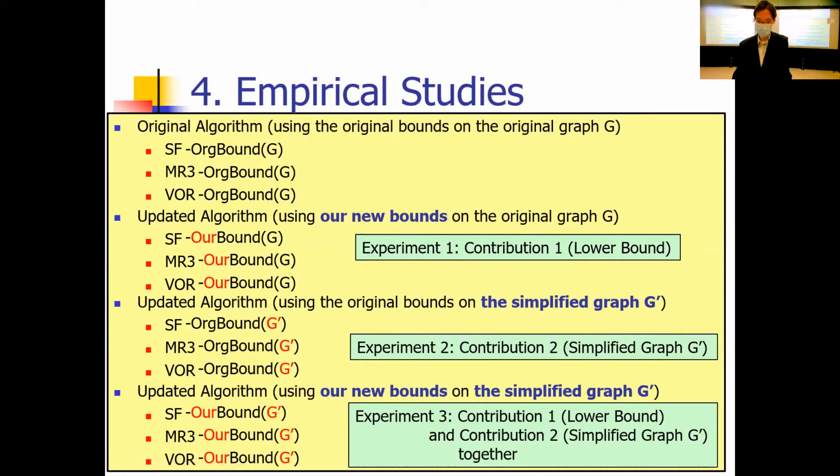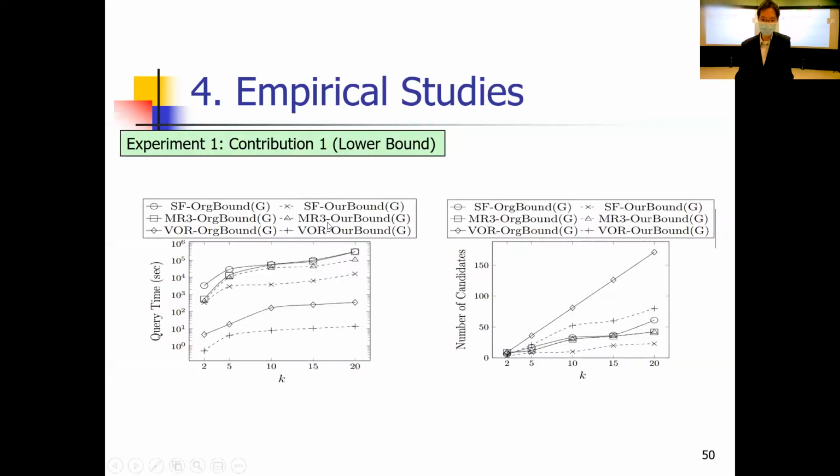Let's see the results one by one. Experiment 1, contribution 1, lower bound. Let's focus on the left-hand side figure. Here we vary K. K is the parameter related to that spatial query.